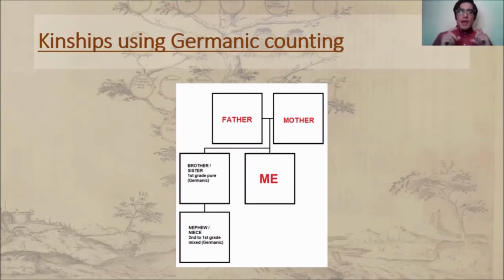because every degree is shared by two people, starting with siblings. So siblings, in common language, we say sibling. Siblings are the first grade in Germanic counting. Their sons or daughters are the second grade. So between siblings, they share first grade in Germanic counting, and between first cousins, they are sharing second grade consanguinity using Germanic counting, and so on.